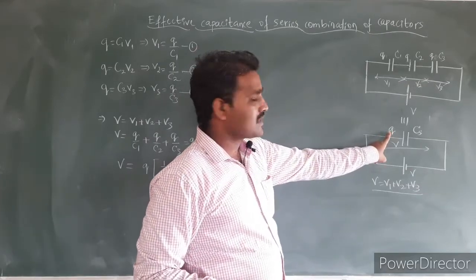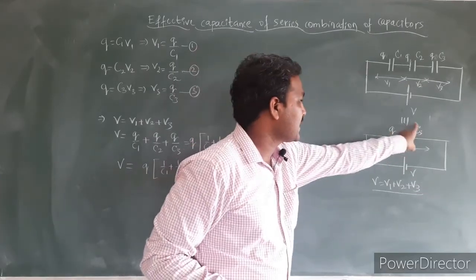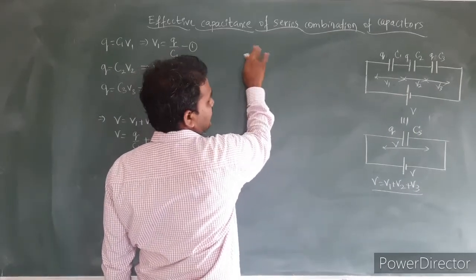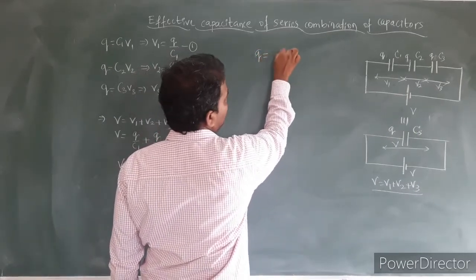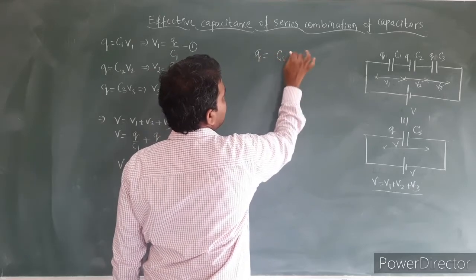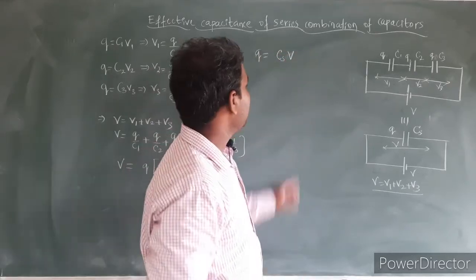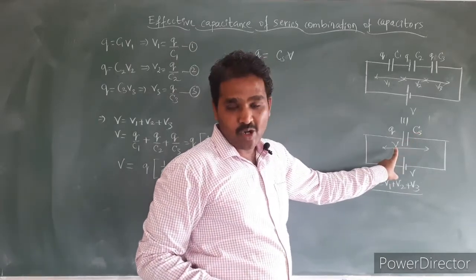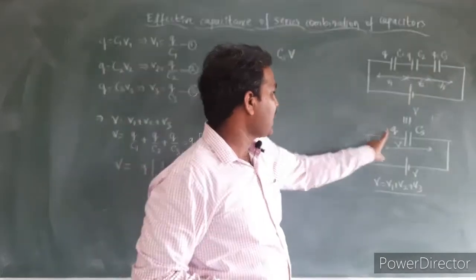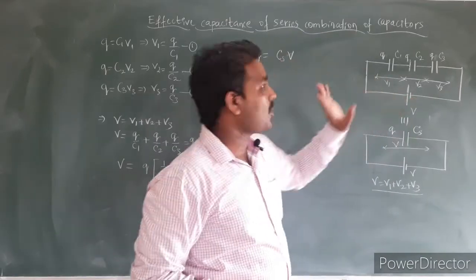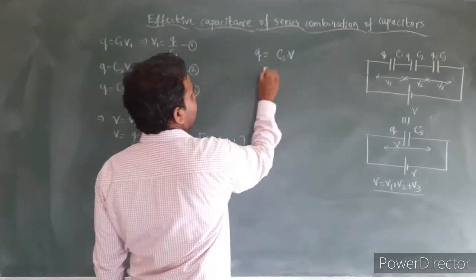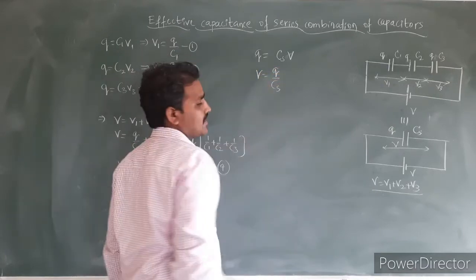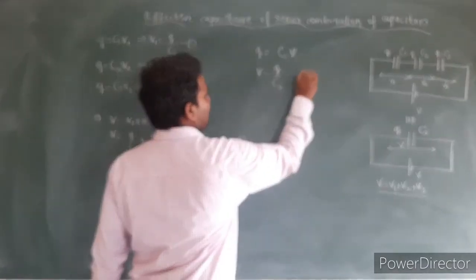So that charge stored is equal to Q. By taking this combination, I can again write Q is equal to CS into the potential drop. CS is the effective capacitance of the combination, V is the potential drop across that combination, and Q is the charge stored in the combination. So I can write V is equal to Q divided by CS. Let this be equation number 5.